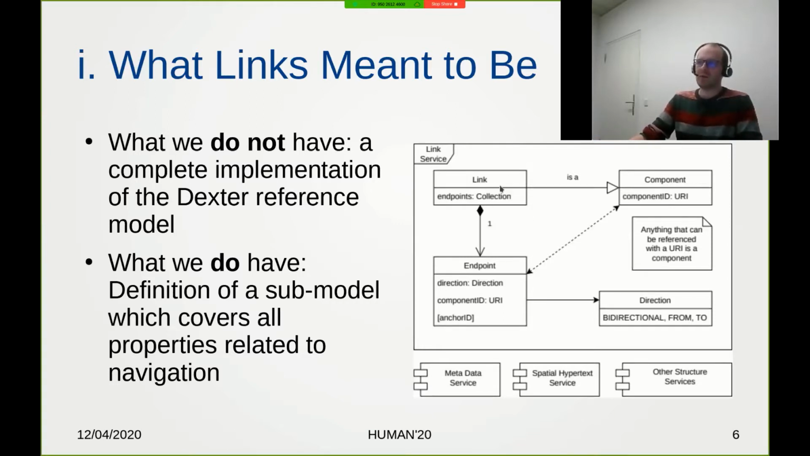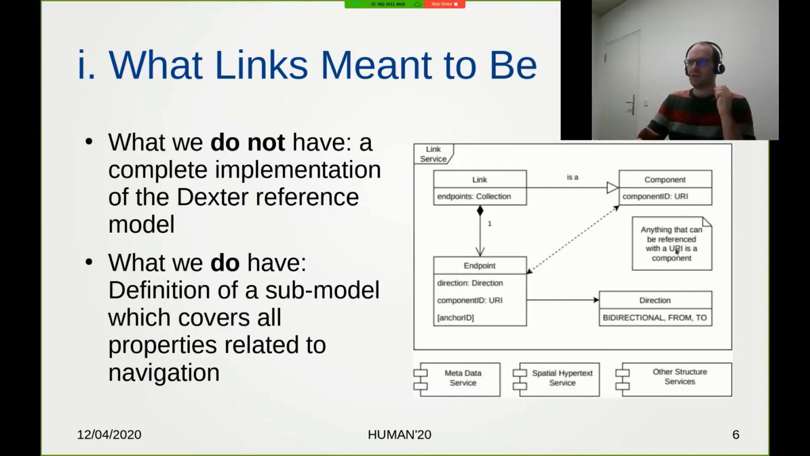Links consist of endpoints, as you saw in the picture before, and the endpoints have a direction: bidirectional, from, and to. Bidirectional means this is a source and a target. From means that the endpoint is a source, and to means that the document is a target. The target is defined by the component, again with a URI, and you may add an anchor. An anchor is there to specify a specific range in the HTML page, or a specific part of a picture, or a timestamp in a video, for example.